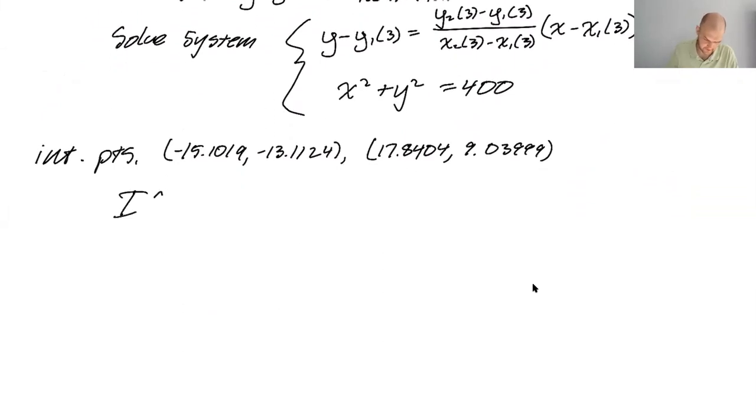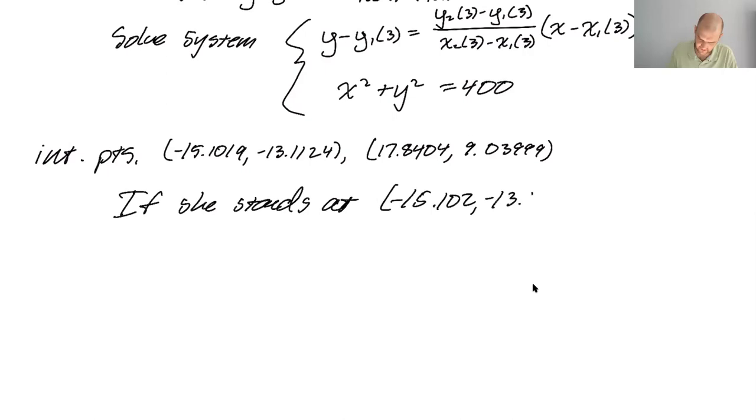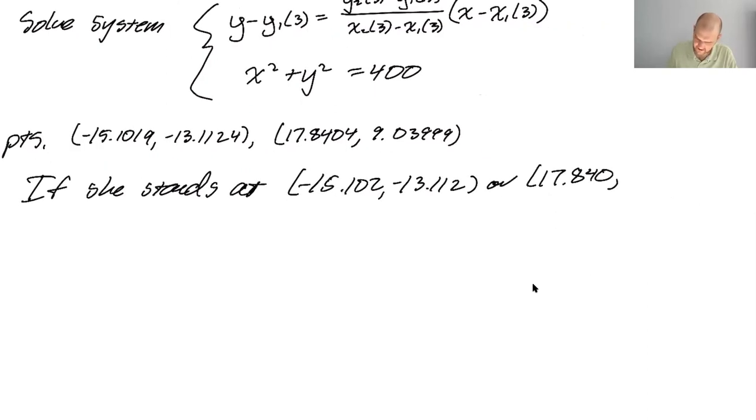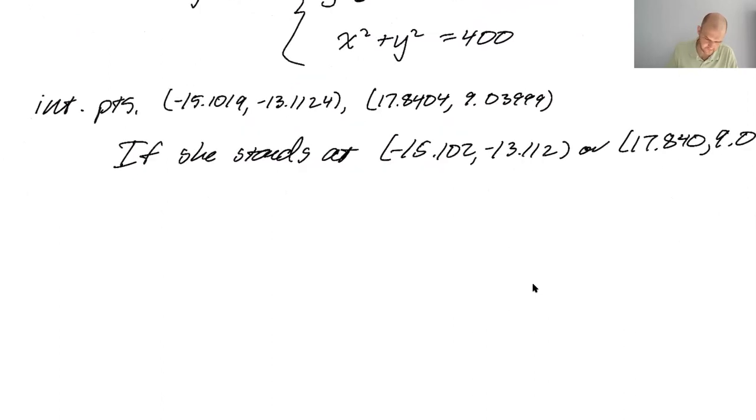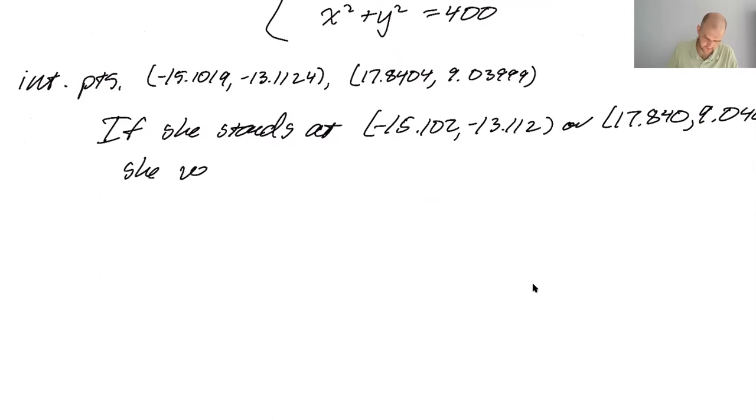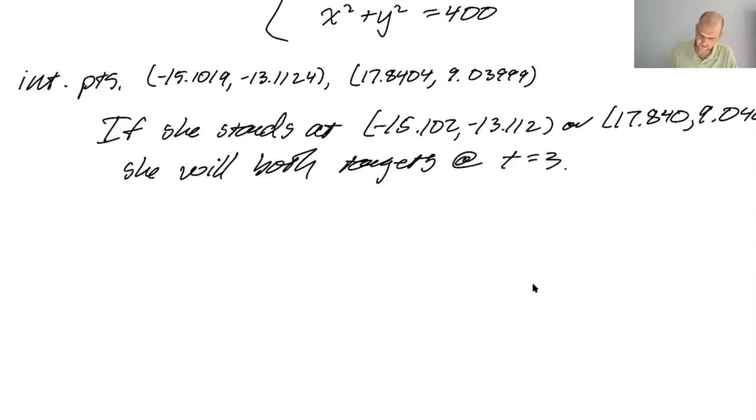So if she stands at negative 15.102 comma negative 13.112 or 17.840 comma 9.040, I guess, she will hit both targets at t equals 3. Good for her.